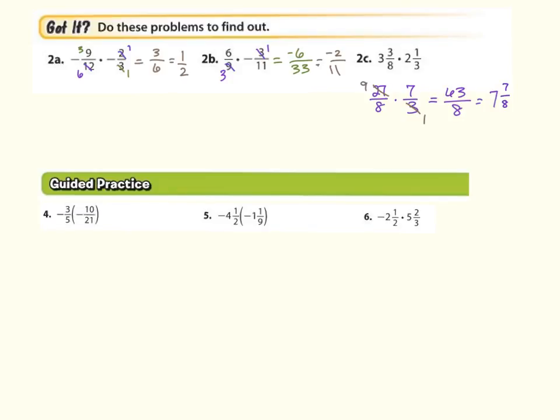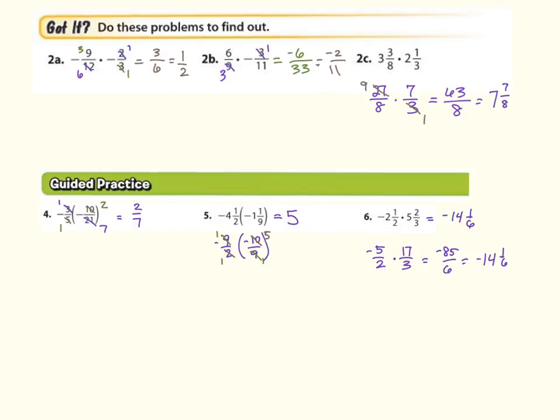Go ahead and try to apply these concepts for your guided practice questions 4, 5, and 6. Pause your video, resume play when you're ready for the answers. Okay, go ahead and check your answers for the guided practice 4, 5, and 6. If you have any questions, come and see me. Otherwise, let's move on.